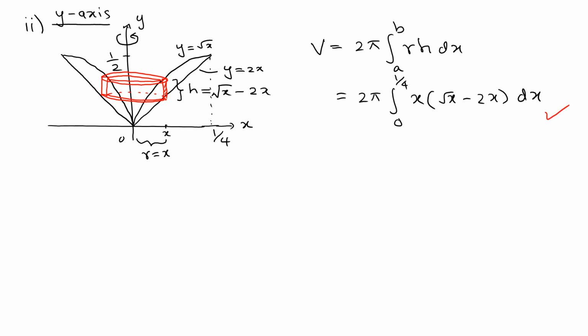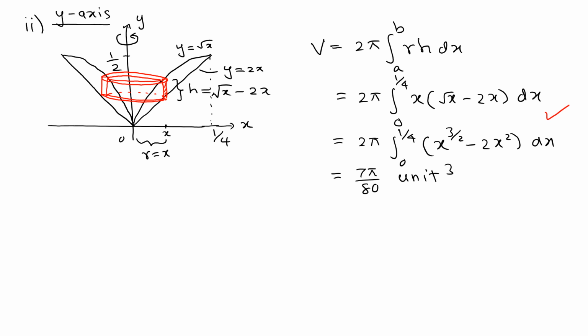So how to simplify? When we want to simplify, what we normally do is distribute. So it is 2 pi, 0 to 1/4. If you distribute, you get x to the 3 halves minus 2x squared. You can see this is a very easy integral to do. If you complete the integral, you should get 7 pi over 80 as the answer. See whether you get that after you simplify. And the unit is unit cubed, as with a volume problem.